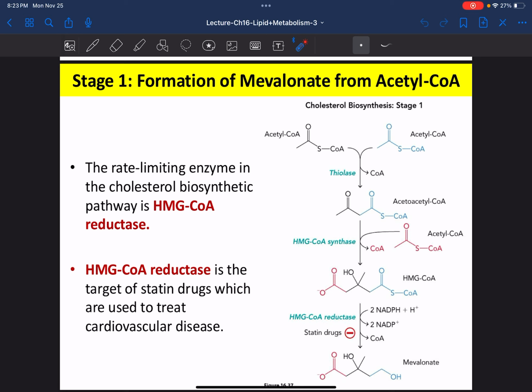In stage 1, the formation of mevalonate from acetyl-CoA, the rate-limiting enzyme in the cholesterol biosynthetic pathway is HMG-CoA reductase, as you can see here, and HMG-CoA reductase is the target of statin drugs, which are used to treat cardiovascular disease.